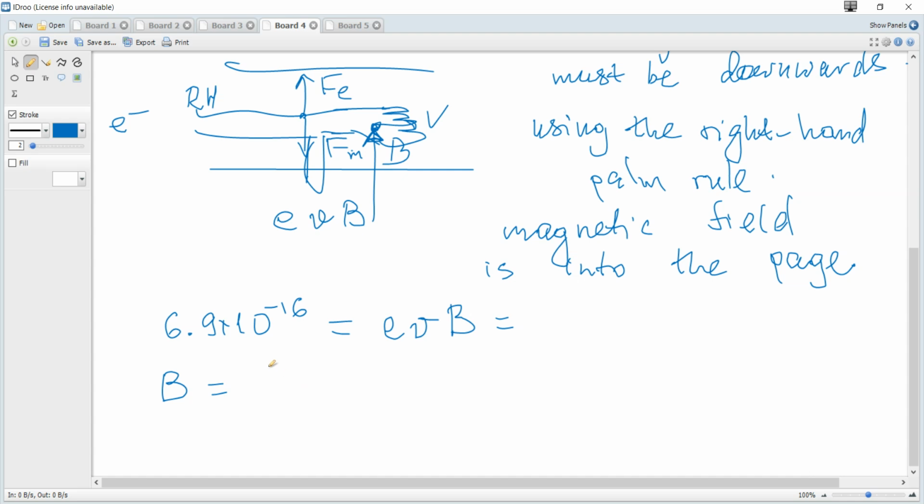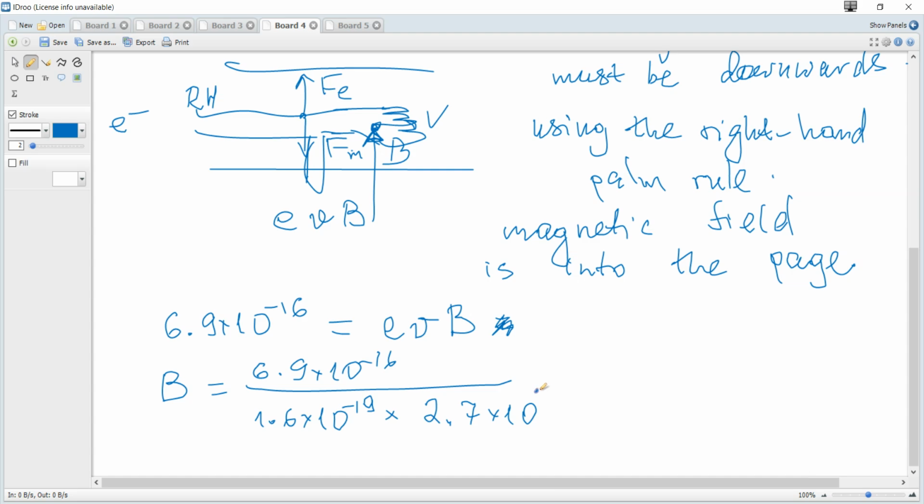So B becomes 6.9 times 10 to the negative 16 divided by 1.6 times 10 to the negative 19, times V, which is 2.7 times 10 to the power of 7, and it becomes 1.6 times 10 to the negative 4 teslas. So, two significant figures.